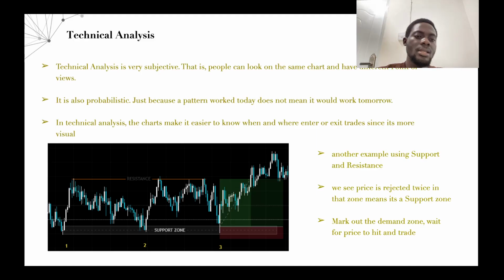In technical analysis, the charts make it easier to know when and where to enter or exit a trade, since it's more visual. With technical analysis, you have a clear visual of what the price is doing. You have a clear visual of the historical price and then the present price, so you can use it to forecast the future price. You understand? It's very, very clear. You are looking at candlesticks.